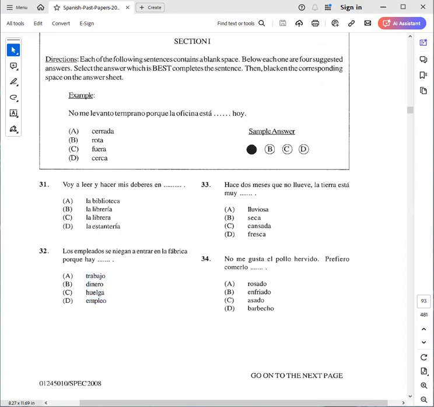Then we have number 33. So it's 2 months since there's no rain. The earth or the land is very dry. Seca. B. 34, I don't like boiled chicken or steamed chicken. So I prefer it asado, baked.